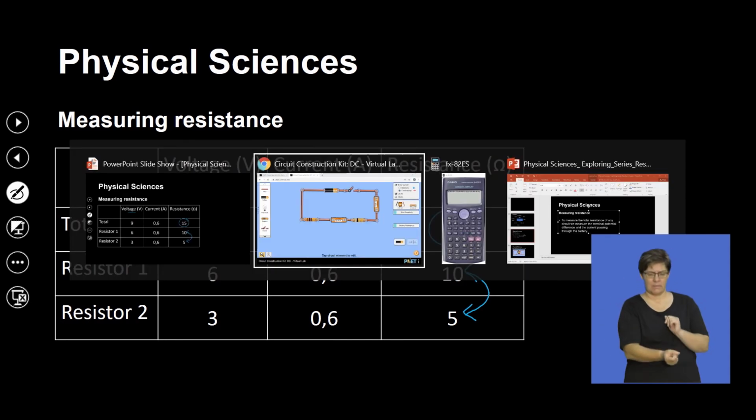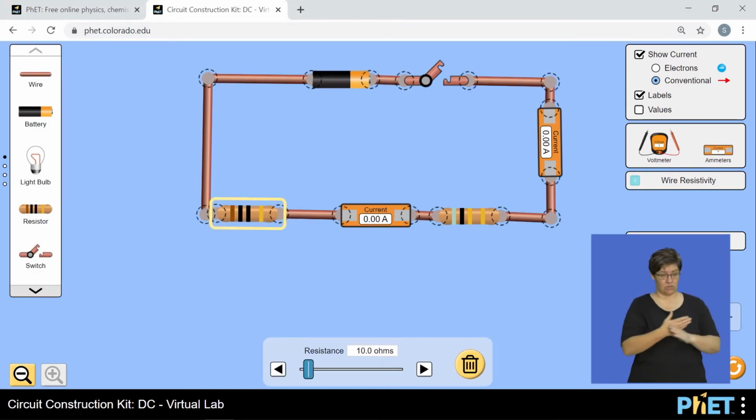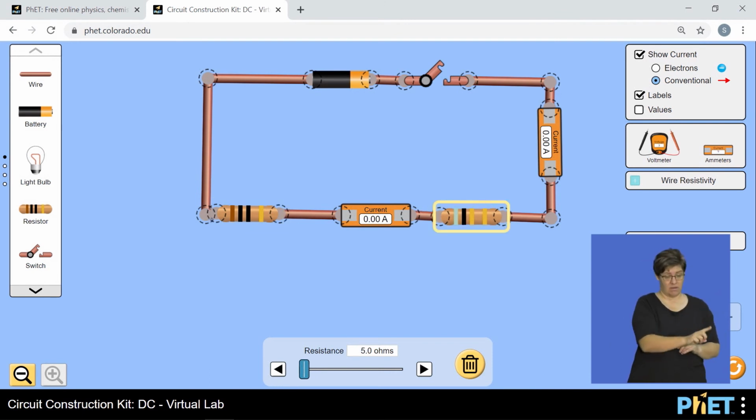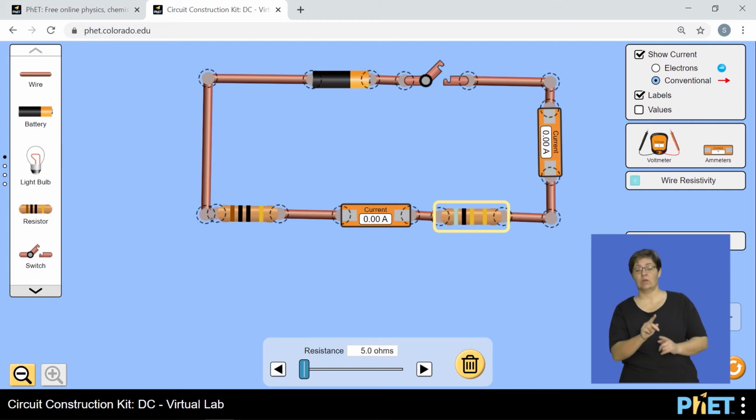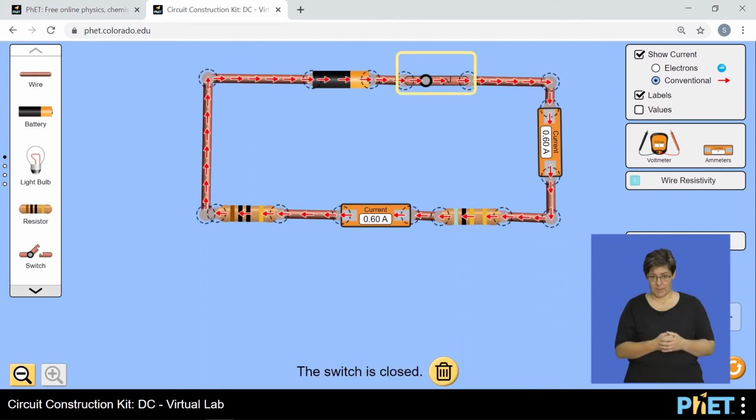Okay, let's go to the simulation very quickly. We've got 2 resistors here. The first one is 10 ohms, that's our R1. The second one is our R2, which is half R1, which is 5 ohms. The voltage across the source, whether the switch is open or closed, is 9 volts. Now, there is no current in the circuit. Why? Because the circuit is broken. But if we close the switch, there is current in the circuit.